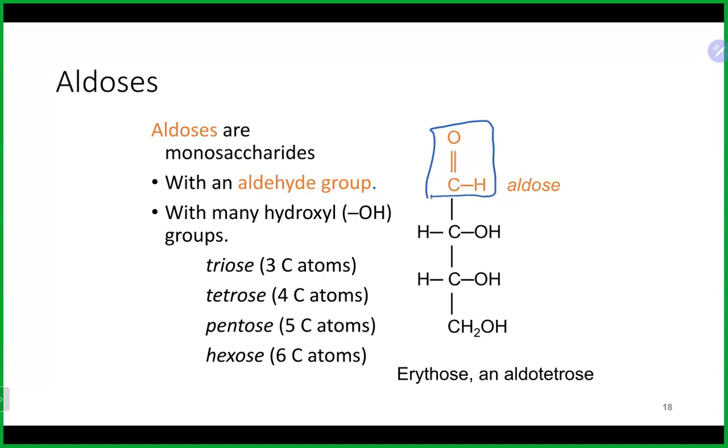We also classify carbohydrates based on how many carbons they contain. And that is all the carbons here. So that's 1 carbon, 2 carbons, 3 carbons, and 4 carbons. So this one would be a tetrose. Tetra meaning 4, so tetrose is 4 carbons. Triose is 3 carbons. Pentose is 5 carbons. And hexose is 6 carbons in this particular case.